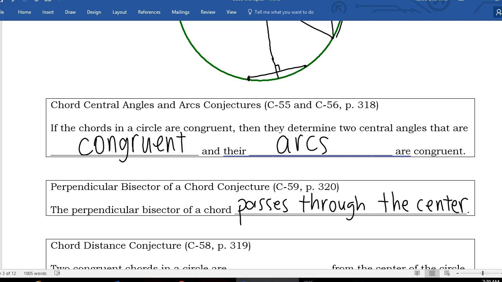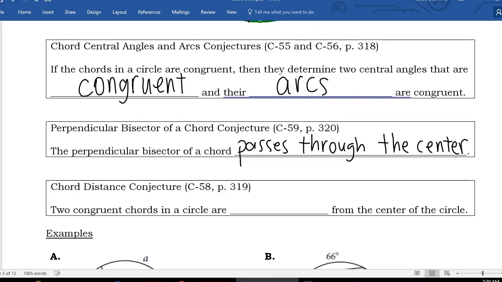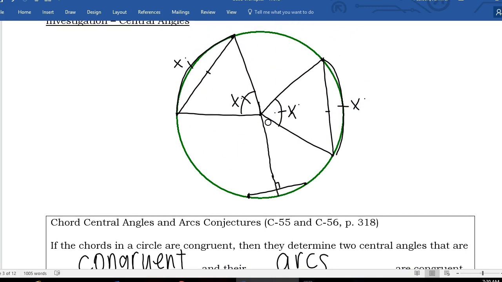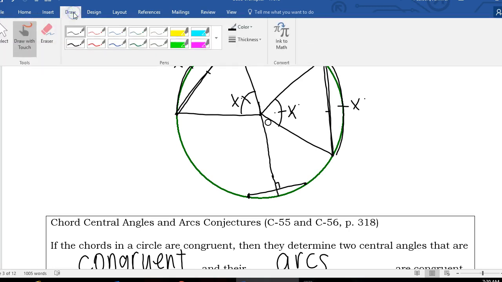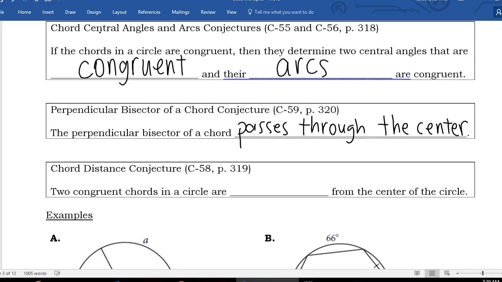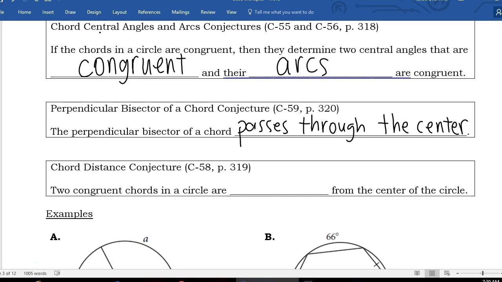And my last statement reads, two congruent chords in a circle are blank from the center of the circle. So I already have two congruent chords. I'm going to work with them. I have one chord right here, and I have one chord right here. The distance then from this point to the center and this chord to the center should be the exact same distance. We're going to use a fancy word to say the same distance, and that is equidistant.